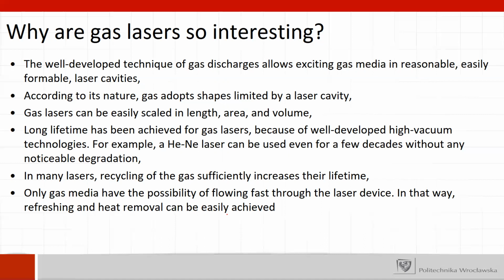We have a lot of degrees of freedom. We can shape the laser cavity. We can scale the length, the area, the volume. So if we want to increase the power, we can make a bigger volume. They have an extraordinary lifetime, a very long lifetime.